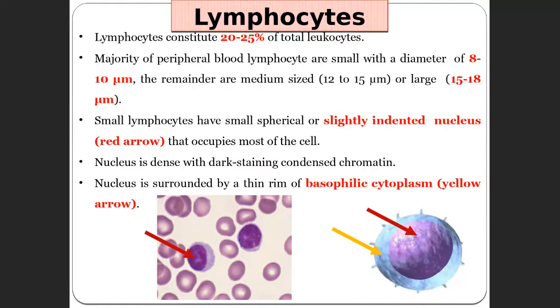The next, lymphocytes, 20 to 25%. This is after neutrophils, which are 60 to 70%. The next biggest component of formed elements in blood is lymphocytes, 8 to 10 micrometer, medium size, or sometimes even large, 15 to 18 micrometer. Usually small and large lymphocytes only we take into consideration. You will see a slightly indented nucleus, and in small lymphocytes it will occupy the major component of the cell and will have a thin rim of basophilic cytoplasm.